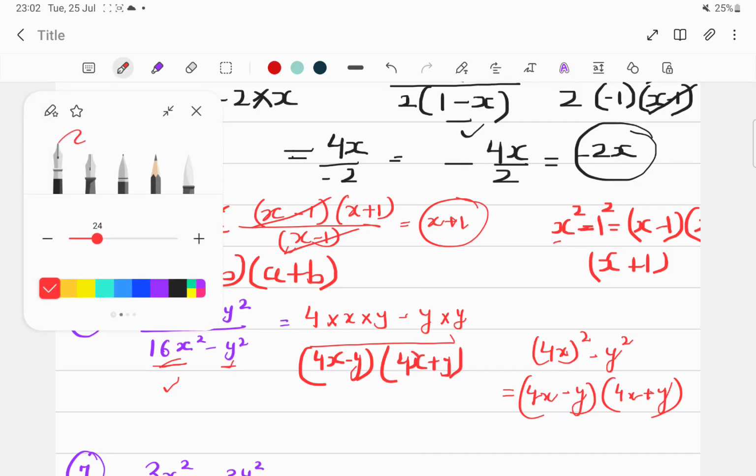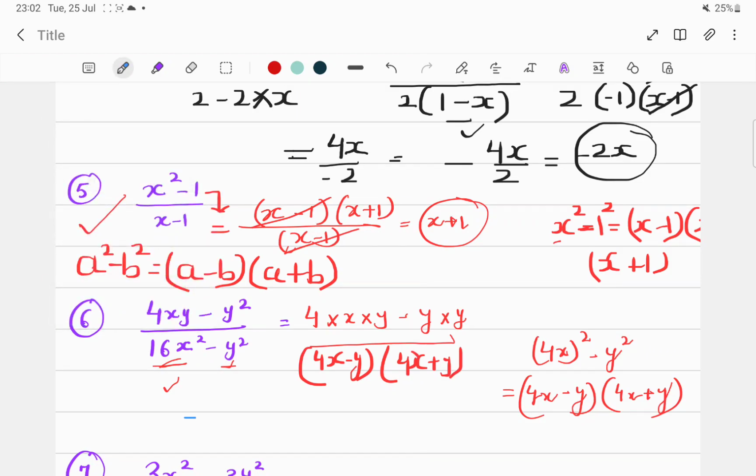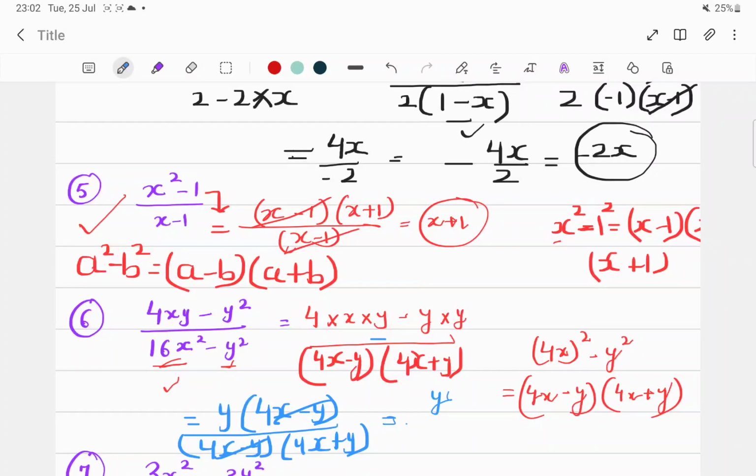That is the first thing. And after that, if you see, in the numerator y can be taken as common, so y times (4x minus y) divided by (4x minus y) times (4x plus y). So the common factor will be cancelled, and we will be left here with y divided by 4x plus y. So this is our final answer.